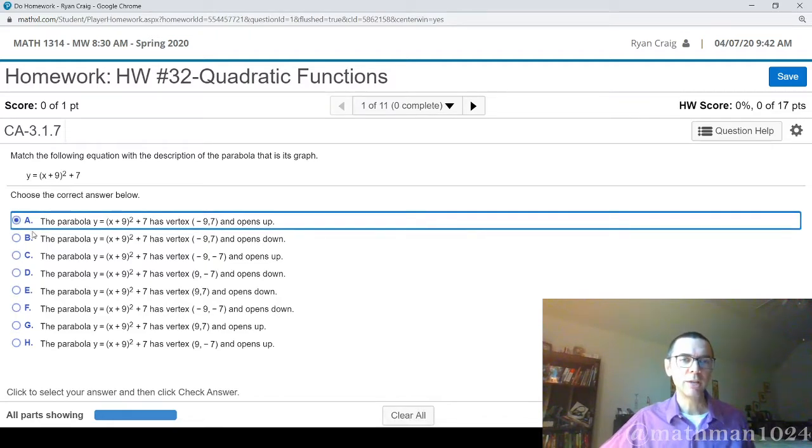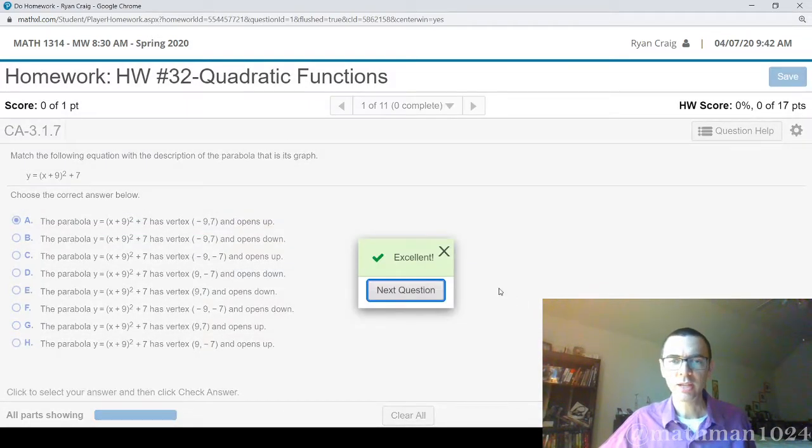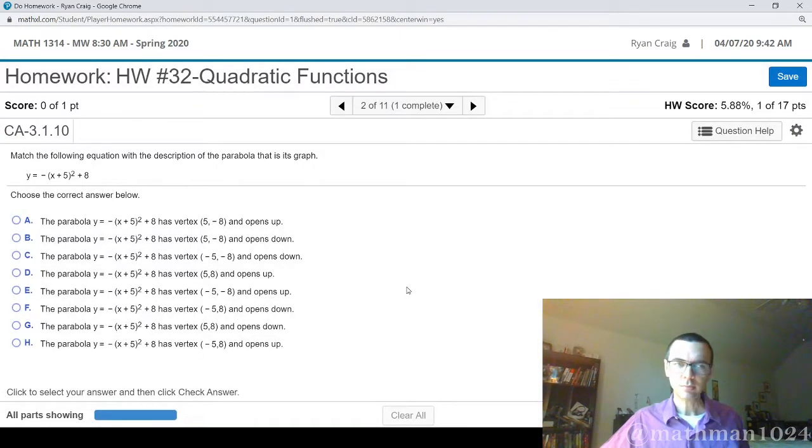And that's going to be one of these guys right here, and it needs to open up. So it's definitely going to be A. Opening down is wrong. Here it's not going down 7. It's not going down 7. Does not open down. No. And these guys are shifted to the right as opposed to the left. Check it. Good job.